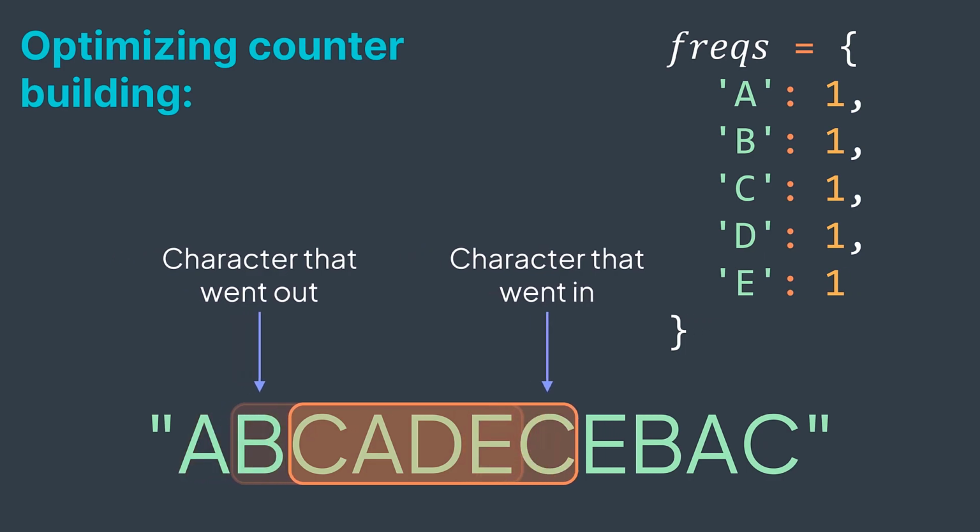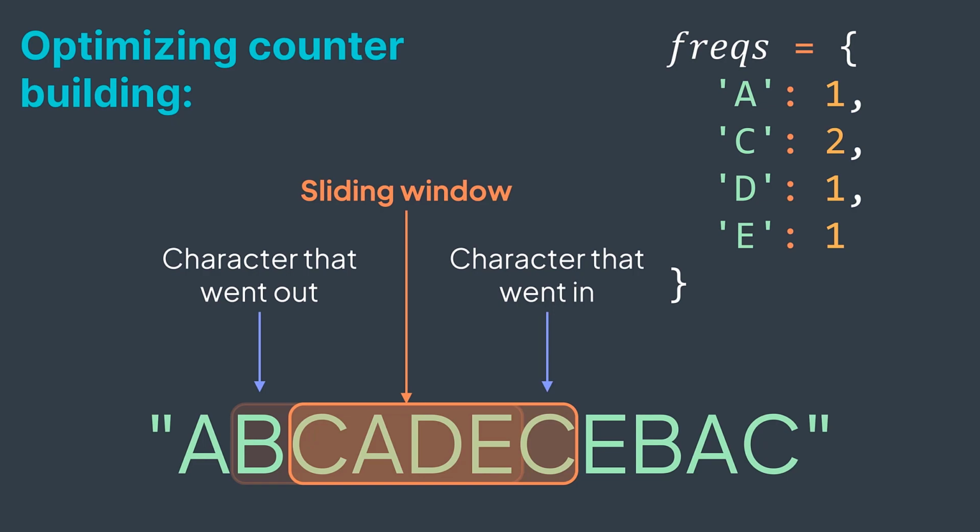Then for the next substring, same logic. The one that went out is B, so we decrement frec_s of B. And the one that went in is C, so we increment frec_s of C. And the process continues like that for all substrings of length 5. The technique we're using here is called sliding window. In our example, we were using a window of length 5. Then to move to the next substring, we don't start again from the beginning. We just move the window by performing the necessary changes. And we just focus on what went out of the window and what entered, not what's inside, because it won't change.